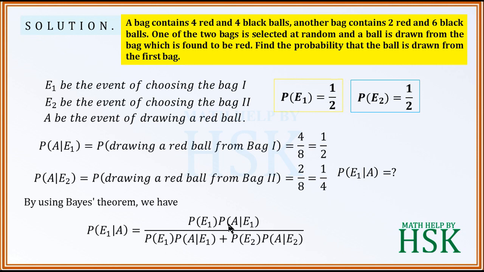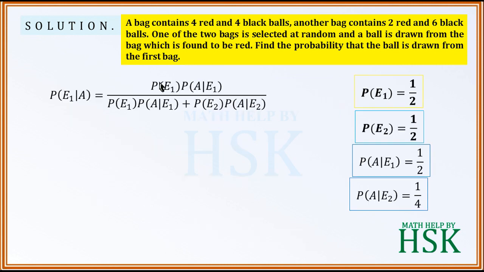So we have calculated all the required values and we have to just place in this formula to get the answer. So probability of E1 is 1 by 2, placed here. Probability of A given E1 would be equal to 1 upon 2, placed here. And probability of A given E2 is 1 upon 4, placed here. So we have just substituted the values of all the things which we have calculated.